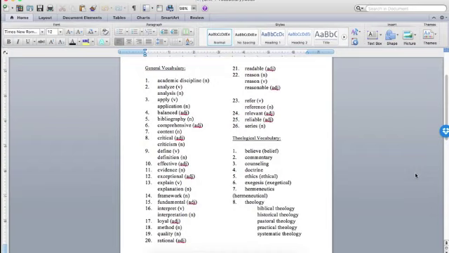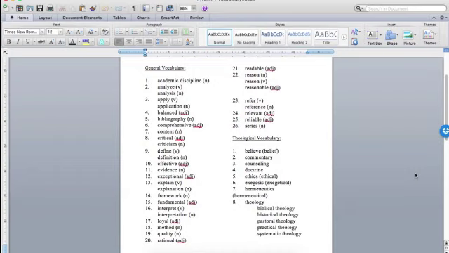14, framework. I think that we must understand this passage in relation to the author's larger theological framework. 15, fundamental. The Incarnation is a fundamental doctrine of Christian thought.